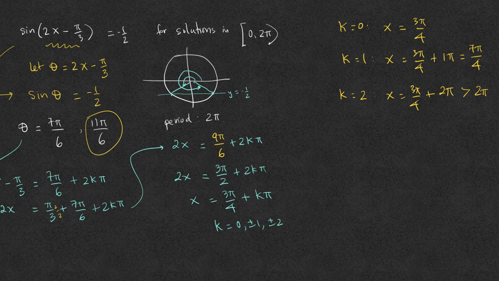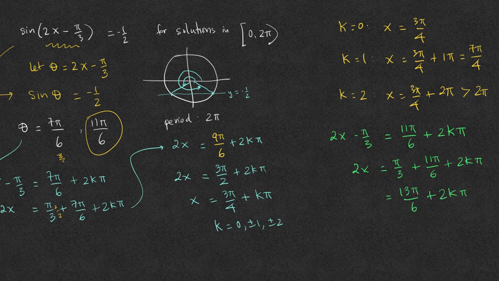Remember that we only set theta equal to 2x minus pi over 3 equals 7 pi over 6, which is one of the solutions. Doing this again, but this time, when theta equals 11 pi over 6, we have 2x minus pi over 3 equals 11 pi over 6, and we add 2k pi because the period of sine is 2 pi. We isolate 2x to get 2x equals pi over 3 plus 11 pi over 6 plus 2k pi, but pi over 3 is 2 pi over 6. 2 pi over 6 plus 11 pi over 6 is 13 pi over 6.